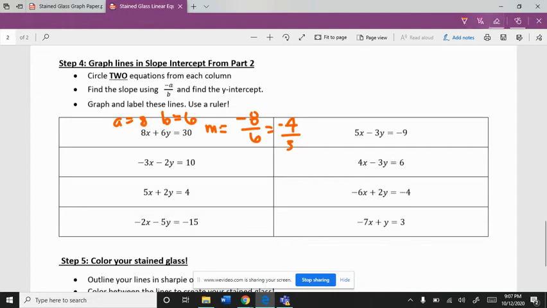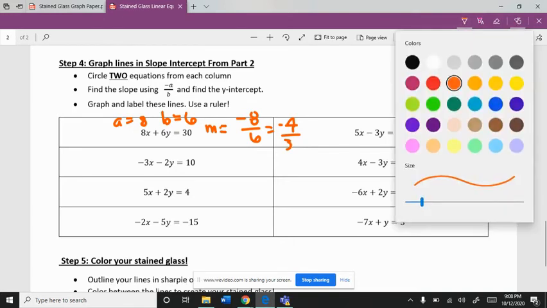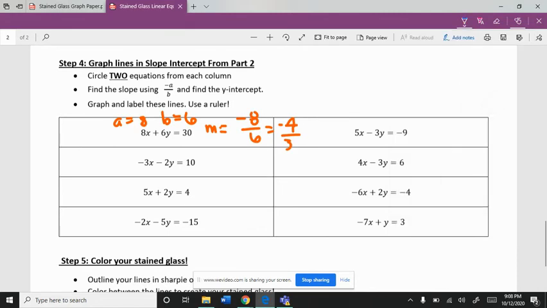And then we can also find our y-intercept. I know I'm writing a little big on this, because, as you guys know, it's hard to write on here. So then you would find your y-intercept. Remember, to find your y-intercept, cover up x. That would give you 6y equals 30. So divide to get y equals 5. And then your coordinate is 0, 5.